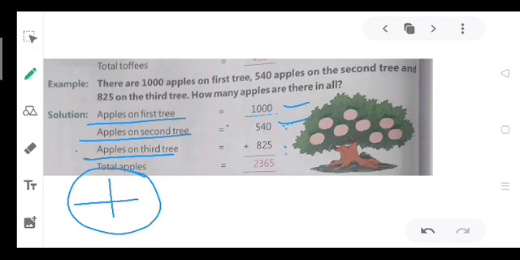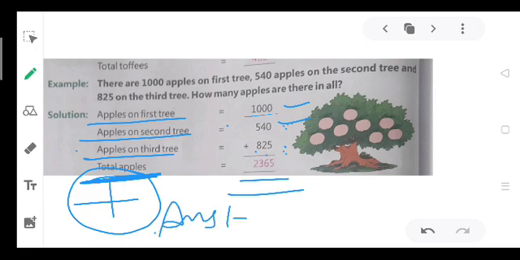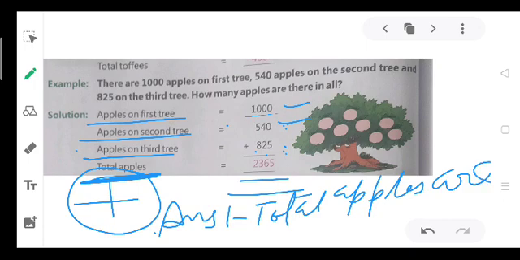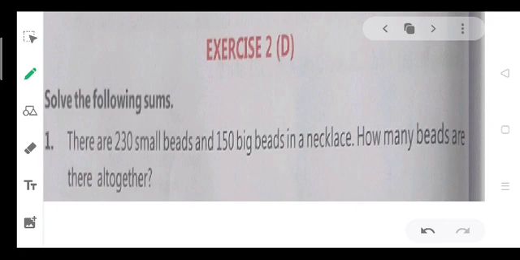Firstly ones place 5, tens place 2, hundreds place 8, and last is total number of apples, and you will add it here. Do the addition, and at the last you will write the answer. Total apples are 2365. Clear? So in this way we can do our exercise.